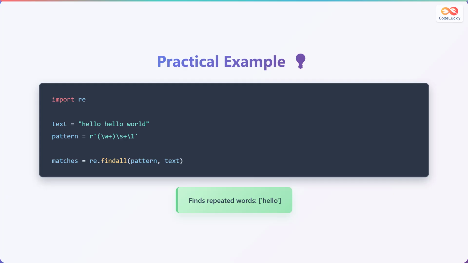Let's make it more practical by incorporating it into Python code. Here's how we can use the re module to find repeated words in a string. We import the re module. We define a variable text and assign a sample sentence, hello hello world. We define a variable pattern with value r'(\w+)\s+\1', which looks for the repeated words. We use re.findall(pattern, text) to find all non-overlapping matches of the pattern in the text. The result will be a list containing the repeated word, hello.